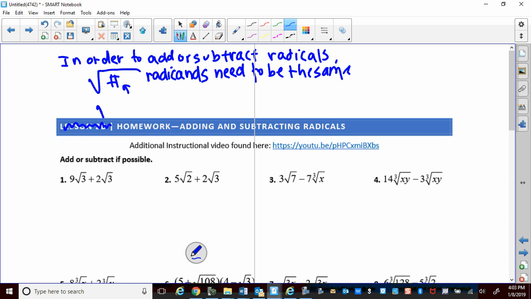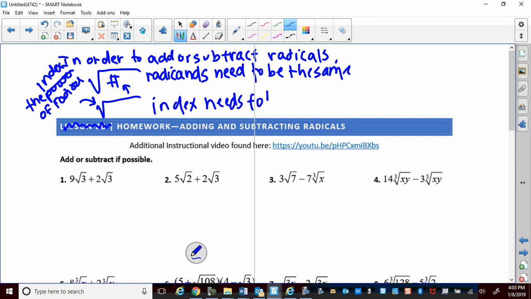Also, the power of the radical. We don't call it a power. We call that an index. The index of the radical needs to be the same. So the index needs to be the same.